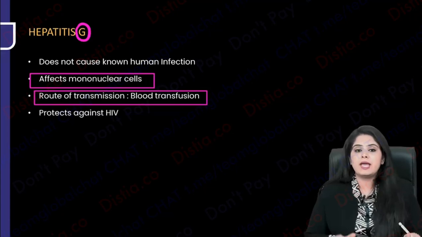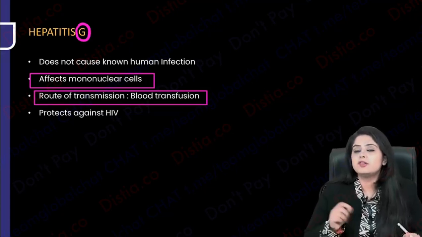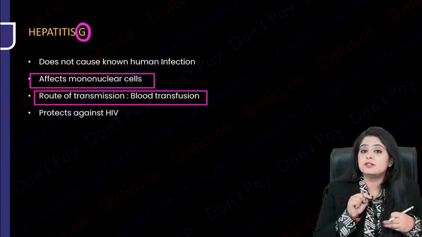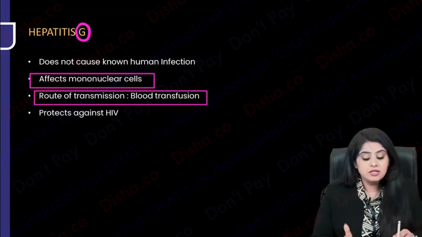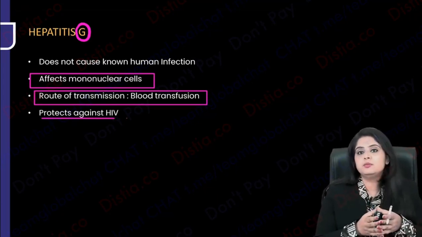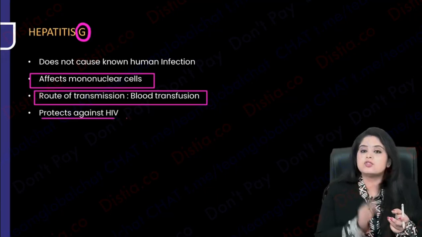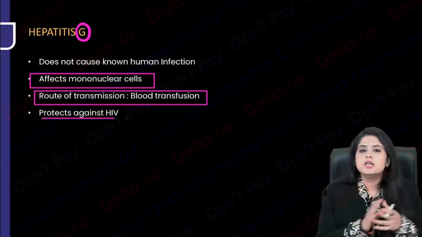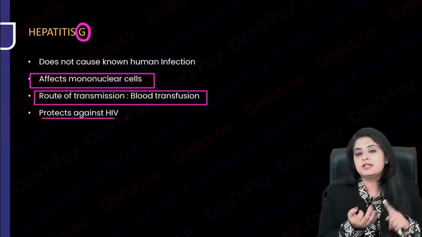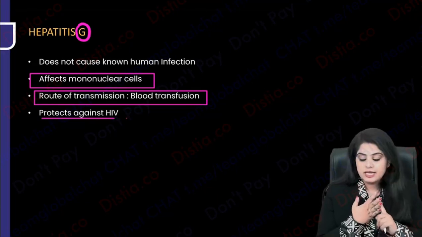But they said that, okay, hepatitis as such it might not be causing. But now there are studies which are saying that if hepatitis G comes into the body, it gives an inverse protection against HIV. So that is another study that is being performed. But a lot more studies need to be done on hepatitis G. I just wanted to touch upon the topic because you will see this written as one or two lines. So it is going to affect the mononuclear cells, comes in via the blood, and can give protection against HIV.